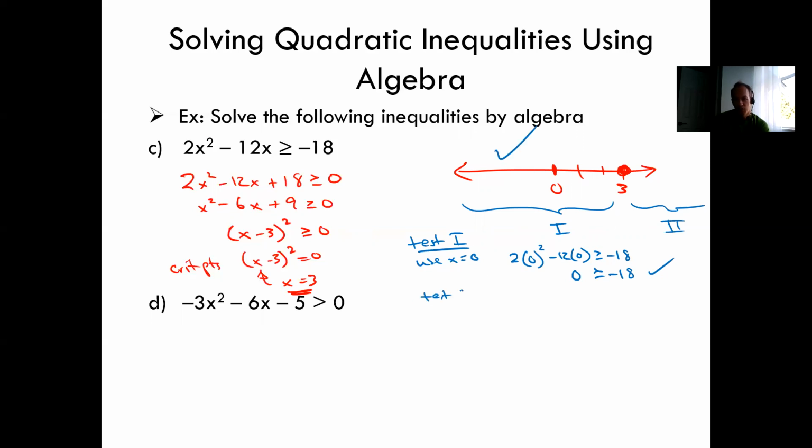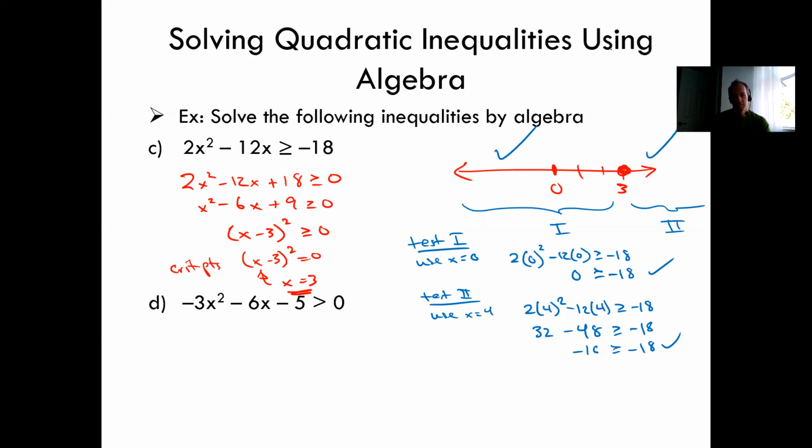And then we're going to test interval 2, and we're going to use any point to the right. You can pick any point. I'm going to use x equals 4. So is this a true statement? That's 2 times 4 squared. 4 squared is 16, so that's 32. And then let's think about that. What's minus 48? So what's that, negative 16? Negative 16 is greater than negative 18. Okay, so that's a winner.